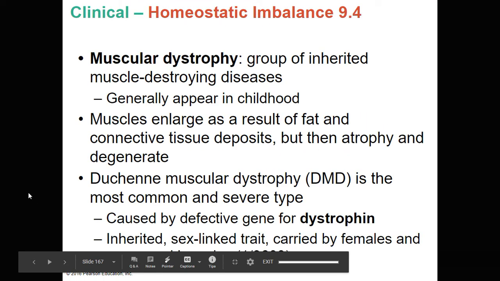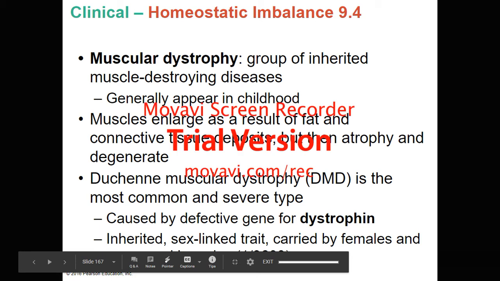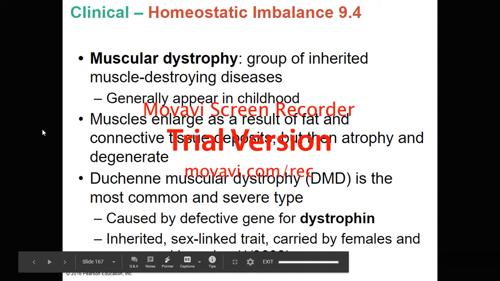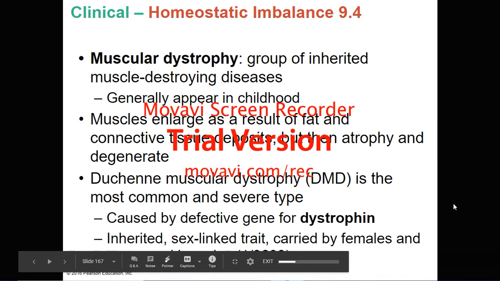All right, muscular dystrophy is a group of inherited muscle destroying diseases. Generally appear in childhood. Muscles enlarge as a result of fat and connective tissue deposits, but then atrophy and degenerate. Duchenne muscular dystrophy is the most common and severe type, caused by a defective gene for dystrophin. It's inherited through a sex-linked trait carried by females and expressed by males.